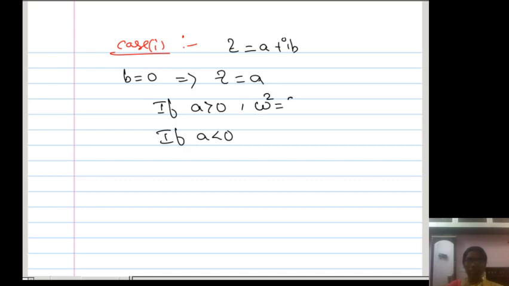w square is equal to z. z is equal to a, and a is positive. Then what is w here? Under root a. w square is equal to z, then w is equal to what? Under root a. That implies w is plus or minus under root a, since a is positive. So under root a only, because for positive numbers the square root is possible, since a is greater than 0.